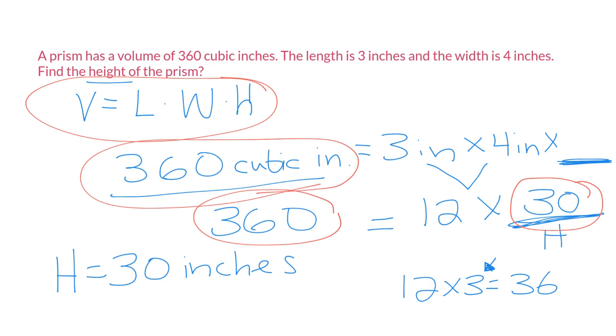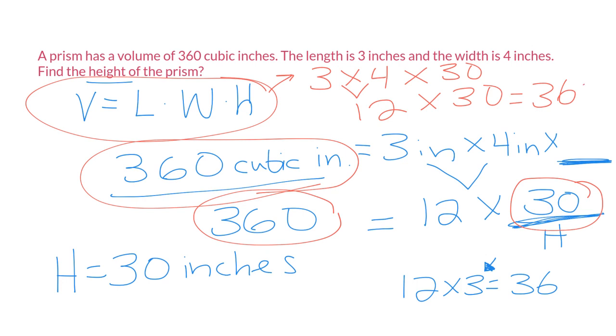So I'm going to rewrite that with my units in. So 3 times 4 times 30. 3 times 4 is 12 times 30. I know that 12 times 3 is 36. So 12 times 30 has to be 10 times greater than 36. 360 cubic inches. Oh, it works. We're right.